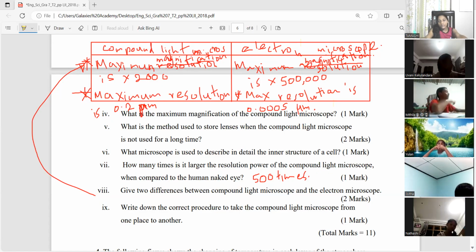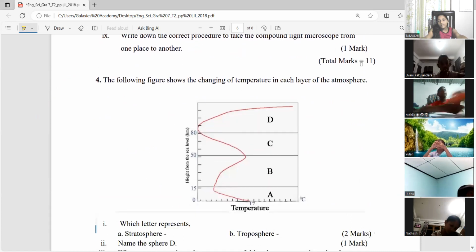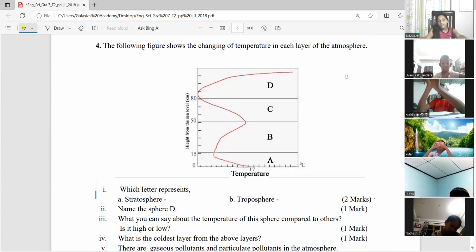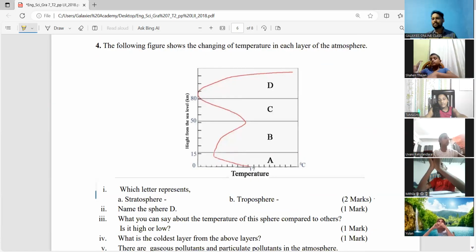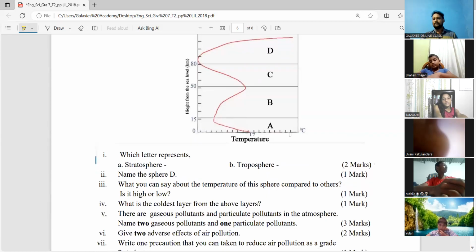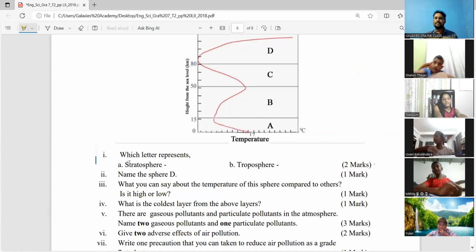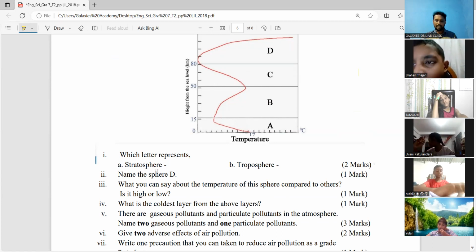Right. It was in the textbook, and I think in the note too. Look at that. Then look at the next one about the atmosphere. Question number 4. The following figure shows the changing of temperature in the layers of the atmosphere. There are 4 layers given here. The first part, which letter represents stratosphere?